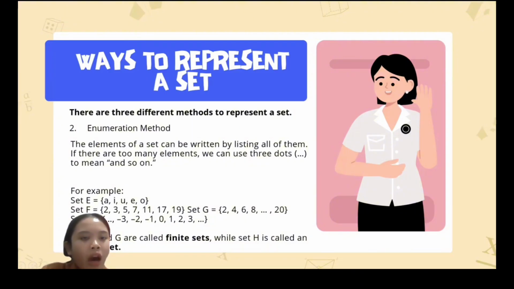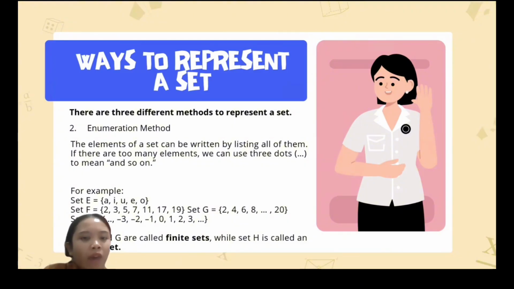In set F, all elements are listed. Meanwhile, in set G, not all elements are written. Only the first few, like 2, 4, 6, and 8, and also the last element, which is 20. If arranged from 2, 4, 6, and so on up to 20, the total number of elements is 10. Sets F and G are called finite sets, while set H is called an infinite set.